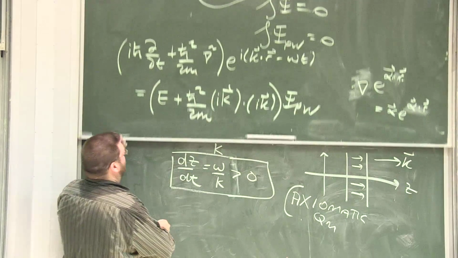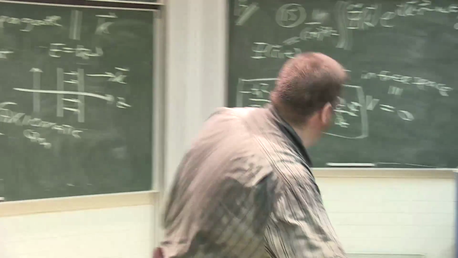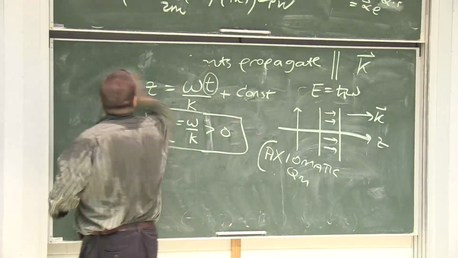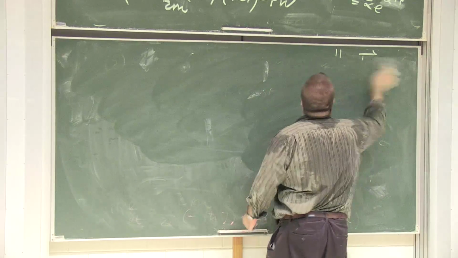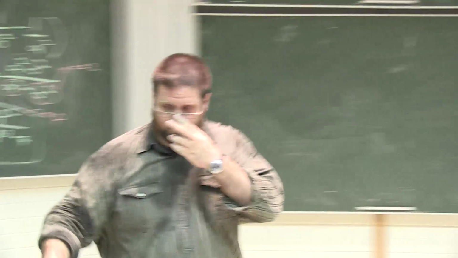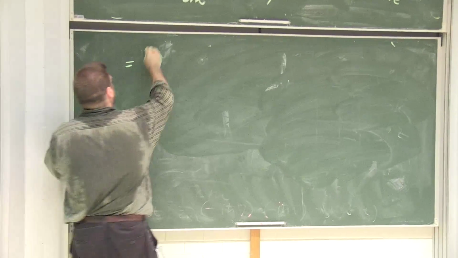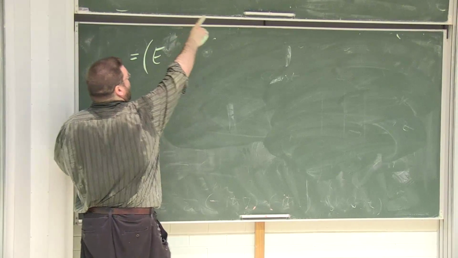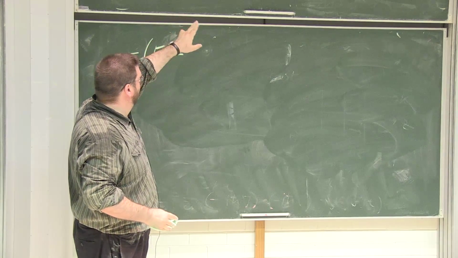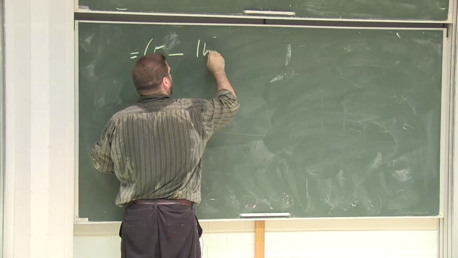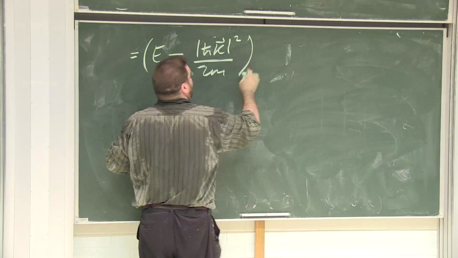All right, what's next? Remember, we want this to be naught. The i and the i get together to give a negative sign. We've got h bar squared times the magnitude of k squared on 2m times the plane wave.